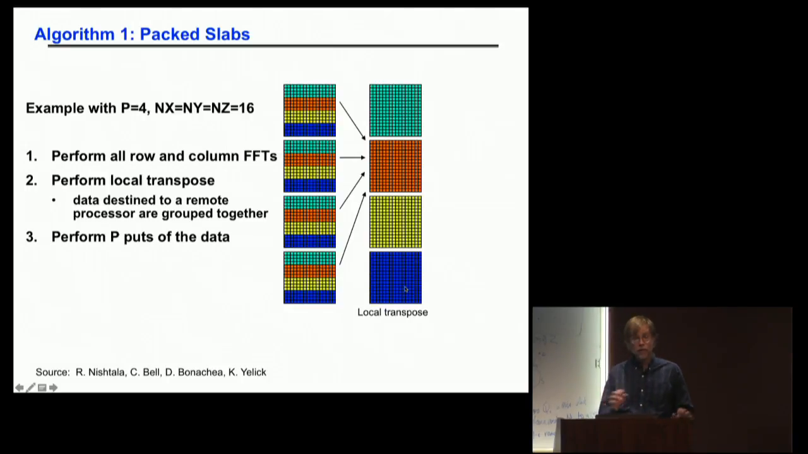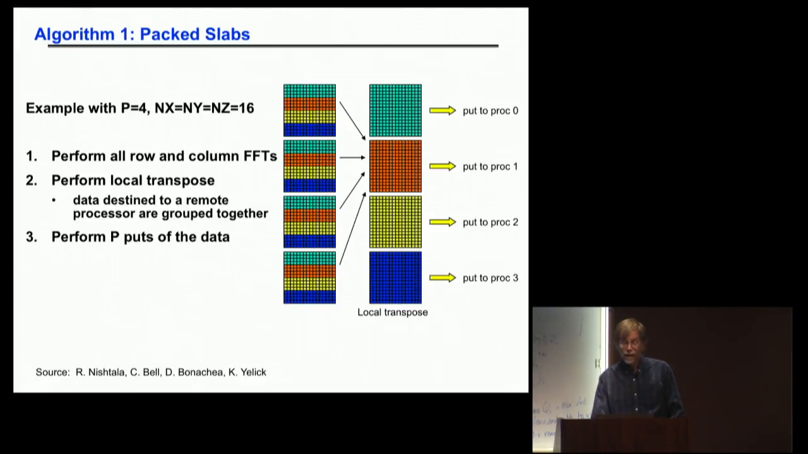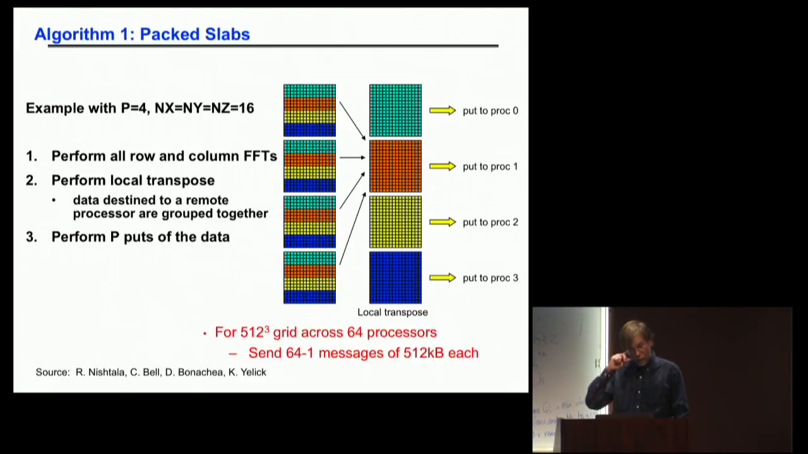So that's the simplest way to do it. It minimizes the number of messages and maximizes their size. And for the particular case in the NAS parallel benchmark, if I have a 512 by 512 by 512 grid and 64 processors, I'm going to send 63 messages, the fewest I can, and they're all going to be of this very large size. So the number, this times that, is going to be a constant.